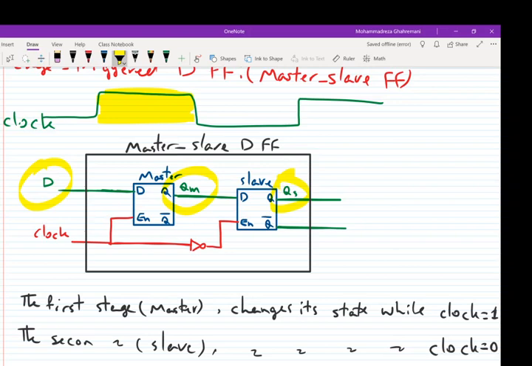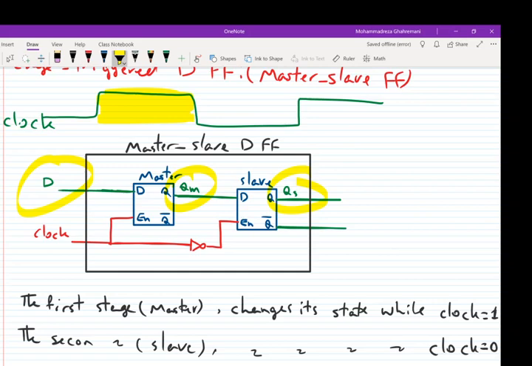Why does the value of QS remain constant? Because the slave is off. Why does the value of QM follow any change in D? Because the master is on. So as long as the clock is active, QM is the same as D and follows D, but QS is constant.